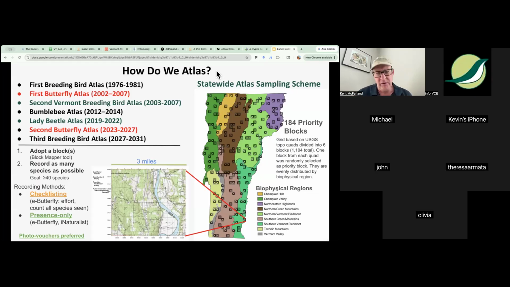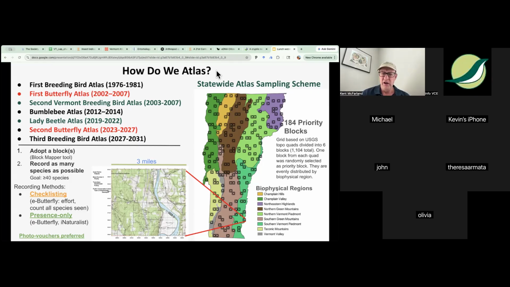But we also know that not everybody can adopt a block and wants to go butterfly wild, but really wants to still contribute. So I really like to tell everyone, whether you're watching butterflies in your garden or you're way up there adopting several blocks, it doesn't matter to us. We want you to be part of the Butterfly Atlas because every drop of data helps us put together this sort of puzzle of butterfly population change in Vermont.